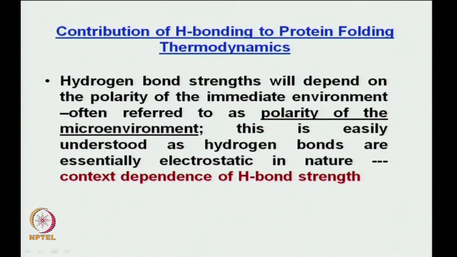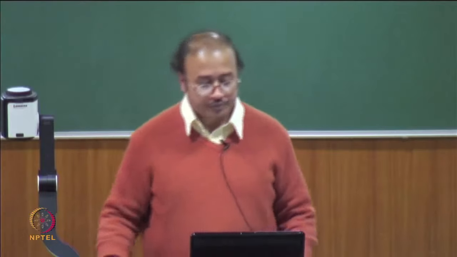Remember the D. That means the higher the dielectric constant, the better it will be able to shield the interaction between the corresponding charges. But when you are inside a protein core, what happens? Your D is anyway low. So the hydrogen bond strength there should be higher, because if it is essentially an electrostatic force, you are not able to shield those two charges from each other that much, right.